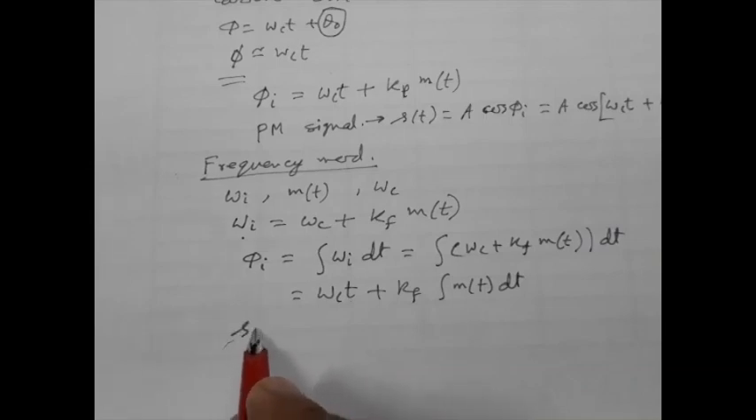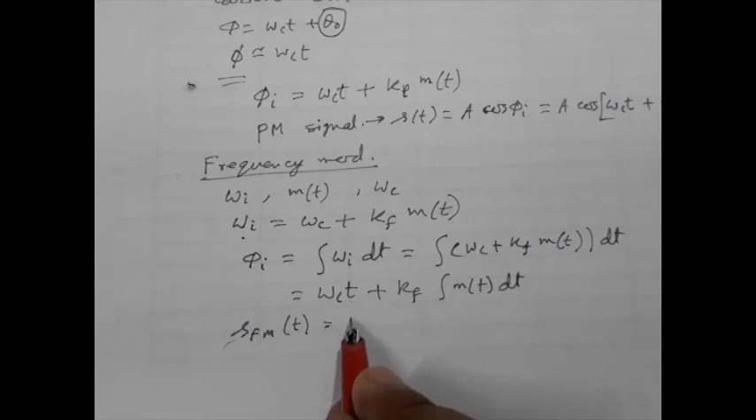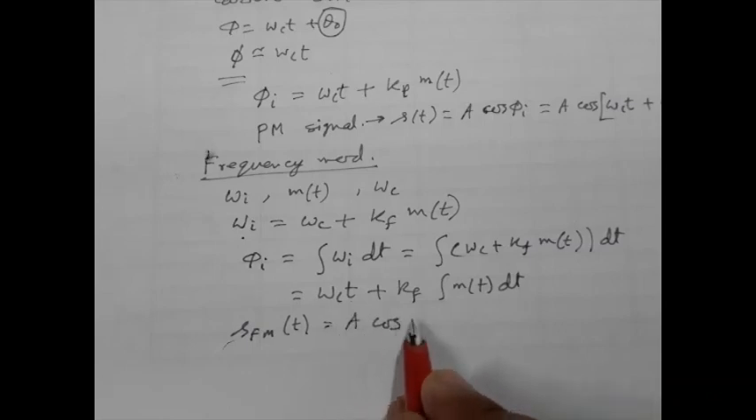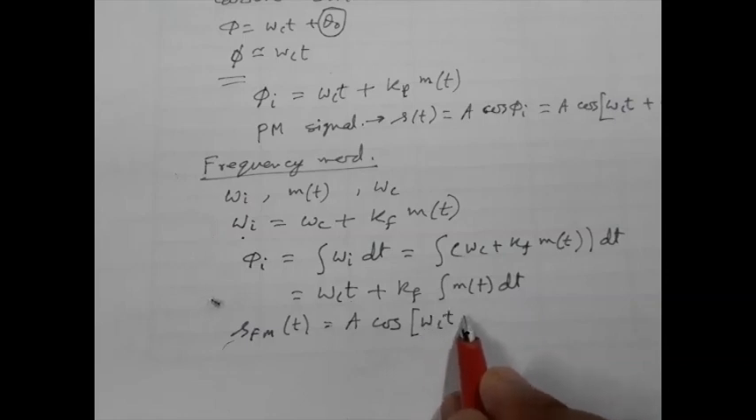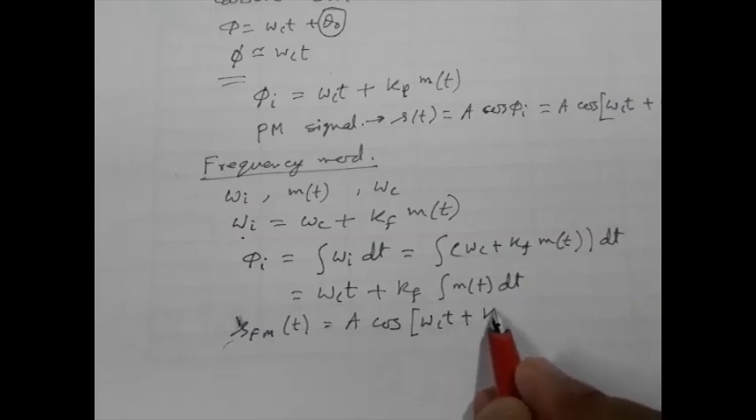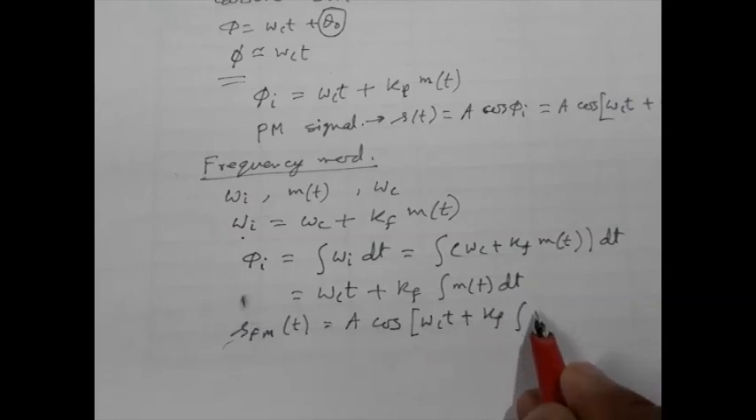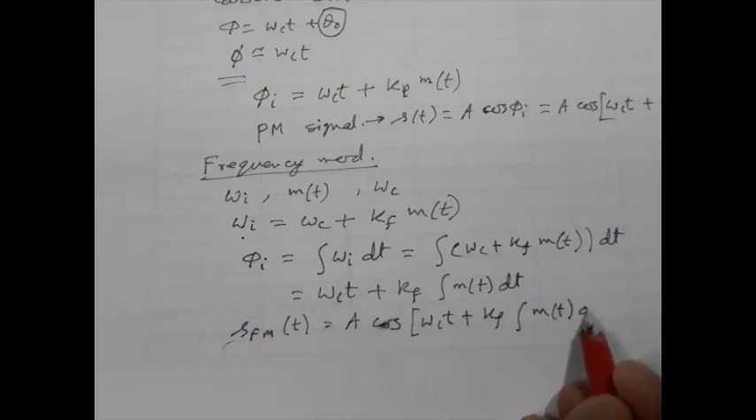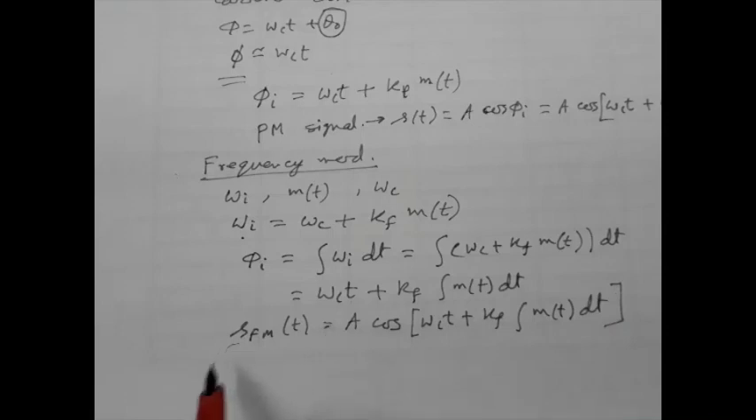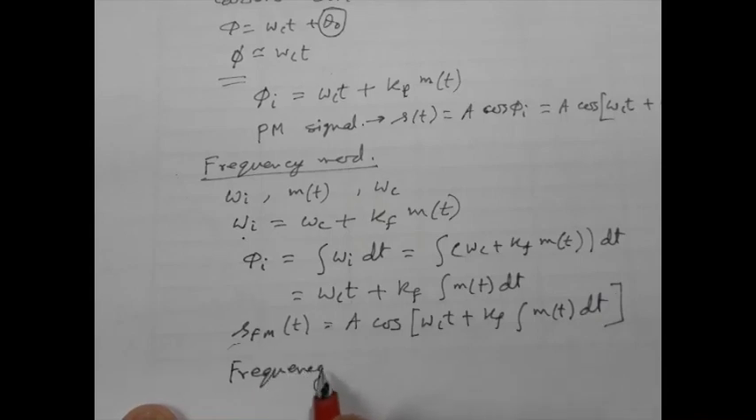So S_FM can be written as A cos of omega c t plus kf integration of m(t) dt. So this is the expression. Now we have to understand frequency deviation.